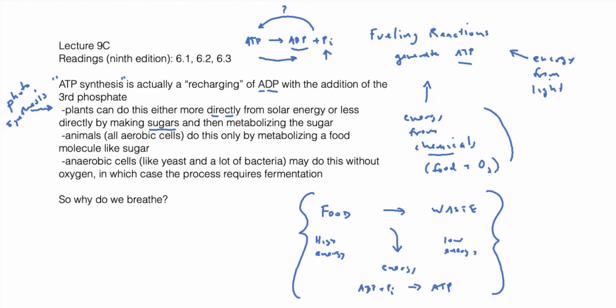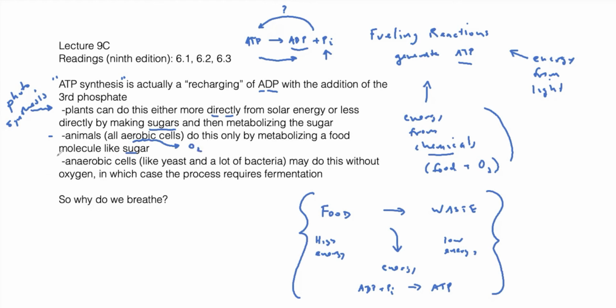Okay. And so one thing about animals is that we're not able to do the photosynthesis thing. We're only able to take a molecule like sugar, could be an amino acid, it could be a fatty acid. We break down our food molecules and convert those food molecules into waste. And in the process, we generate some ATP energy. And that's basically what's going on. In the case of aerobic cells, we're doing that with oxygen, O2.